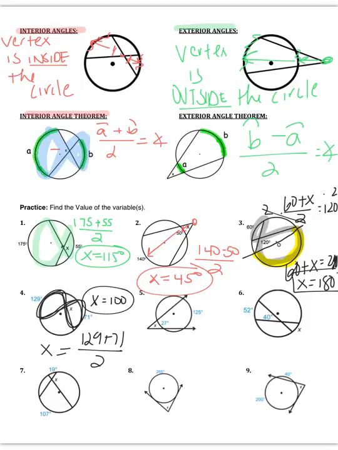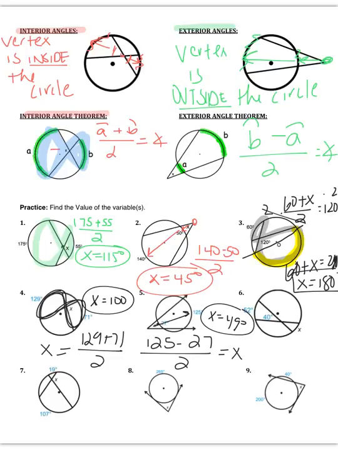Number 5 is an exterior angle because it's outside, so I have to find the 2 angles that it touches. It touches 125 and 27, so since it's exterior, I'm going to subtract. So I'm going to do 125 minus 27, divide that by 2, x should be 49 degrees.